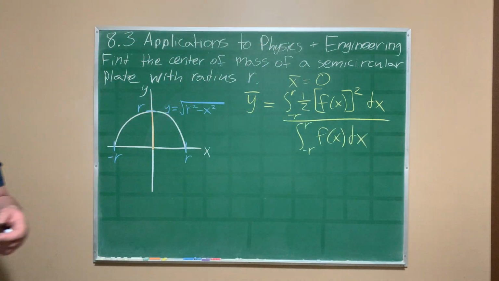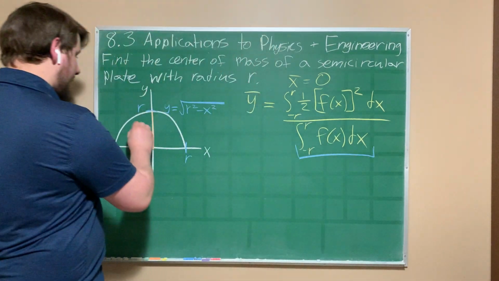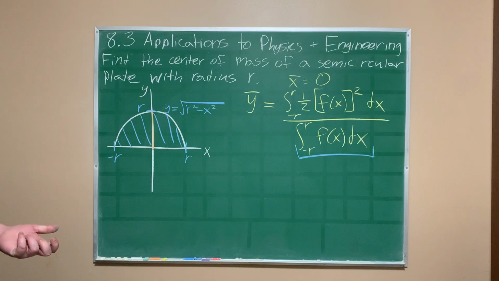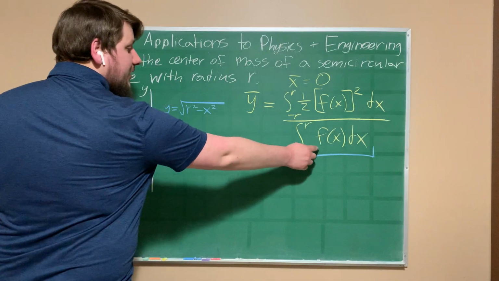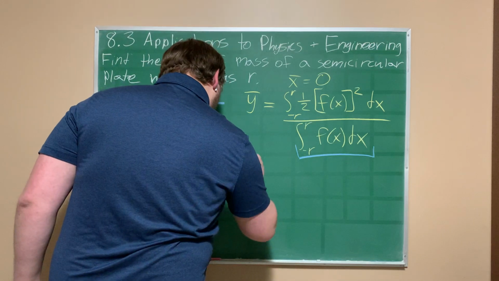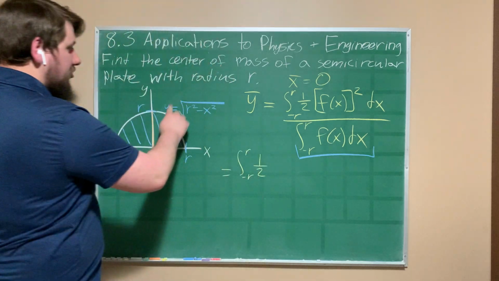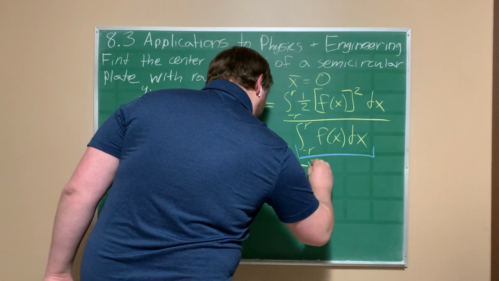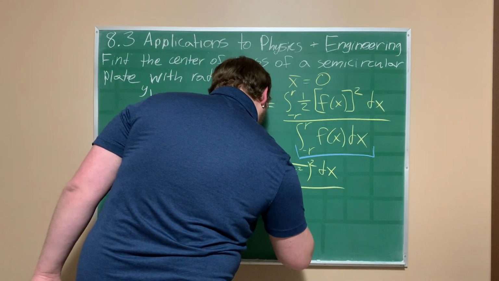Now we can also shortcut and figure out the denominator part of this relatively simply. The denominator part of this here is just the actual area of a semicircle, and that can be found using a geometry formula. We know that the total area of a circle is pi r squared, so the area of our semicircle here must be 1/2 pi r squared. So this expression is now going to become the integral from negative r to r of 1/2 times our function here, the square root of r squared minus x squared, the quantity squared, dx, all divided by 1/2 pi r squared.